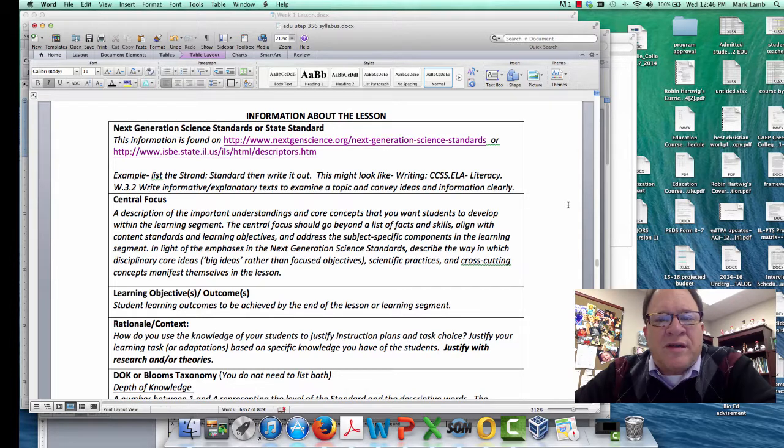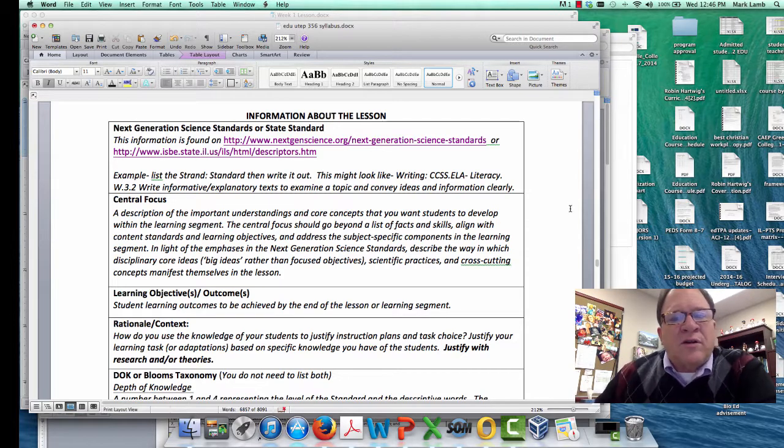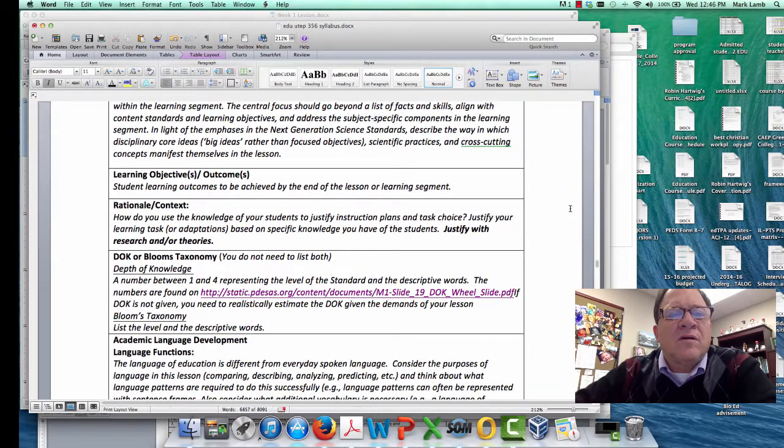In light of the Next Generation standards, you're to describe the way that those core ideas from your central focus, scientific practices, and other concepts will be manifested in your classroom lesson. State your learning objective that you have for your students in this lesson. Please be sure that it's a clear learning objective that is measurable and will be addressed by your lesson.